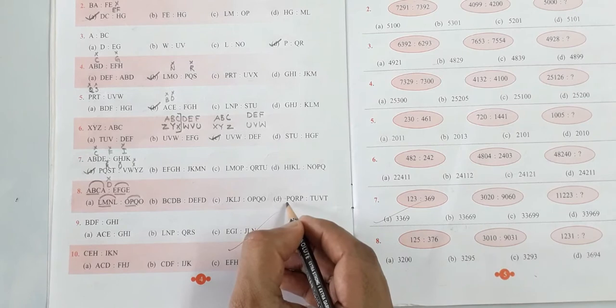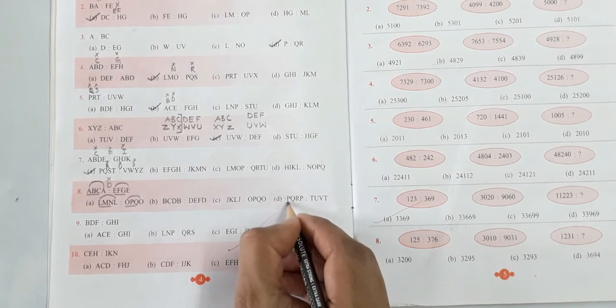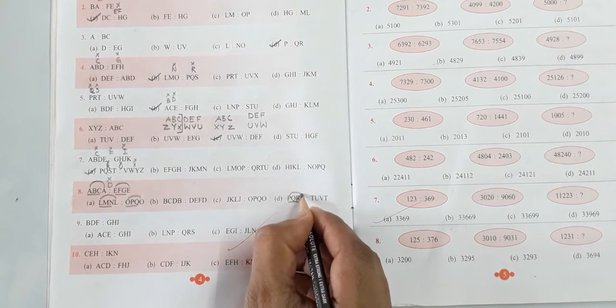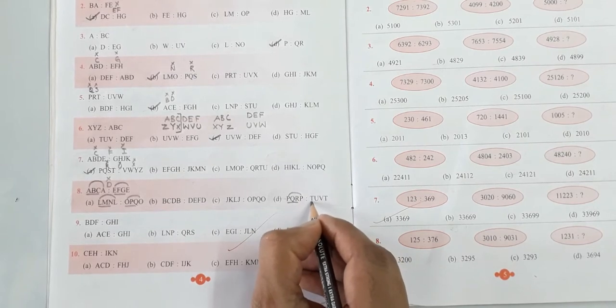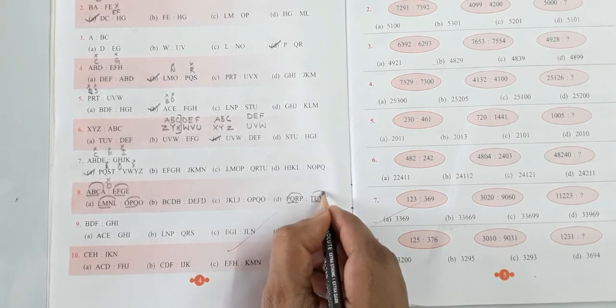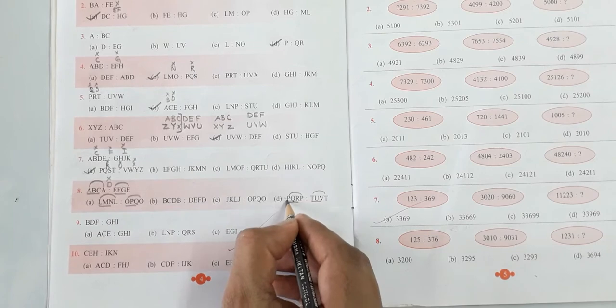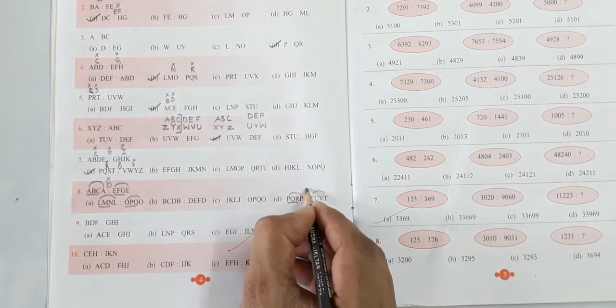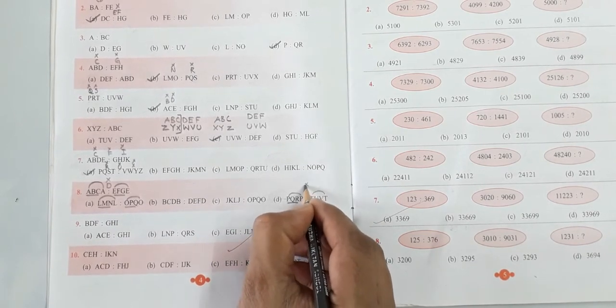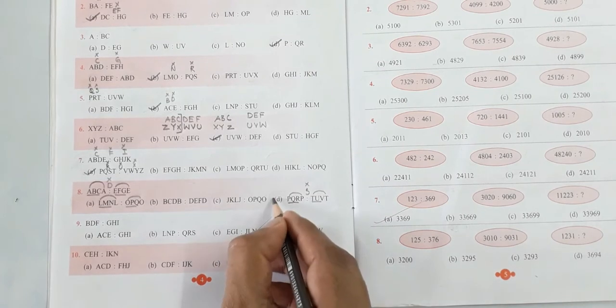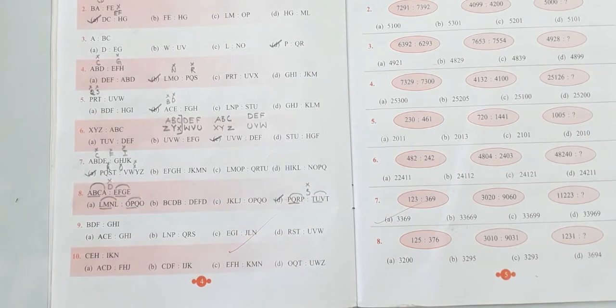Let us check D. P, Q, R. So they are in sequence and P is repeating. T, U, V. They are in sequence and T is repeating. If you observe P, Q, R, after R we get S, which is missing. Hence option D is the right answer. Hope you are clear. Now let us move to ninth one.